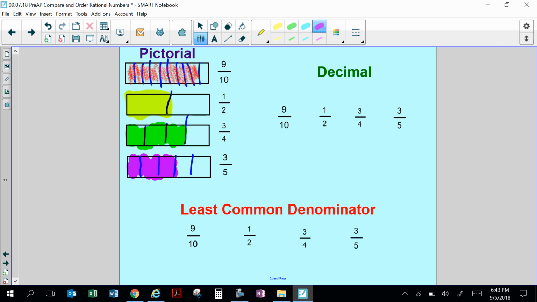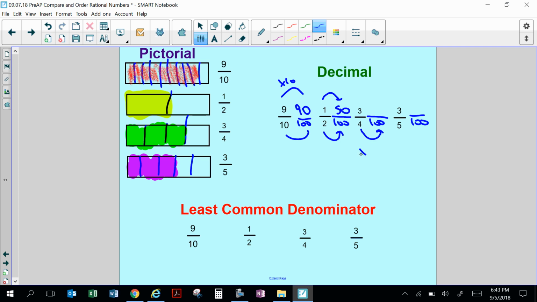Maybe you prefer decimals. Remember we learned how to turn a fraction to a decimal? Do you want to divide 9 divided by 10, 1 divided by 2, or do you want to use place values? I'm going to use place values. Do you want to use tenths or hundredths? I prefer using hundredths. How do you build 10 to 100? Times 10. That's 90 hundredths. How do you build 2 to 100? Times 50. That's 50 hundredths. How do you build 4 to 100? Times 25.